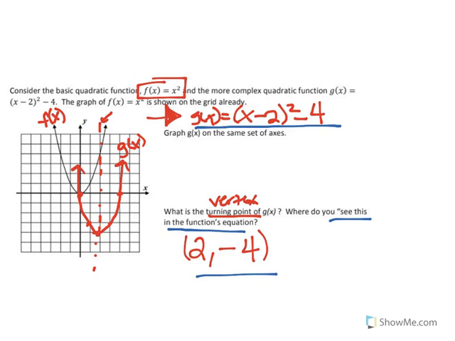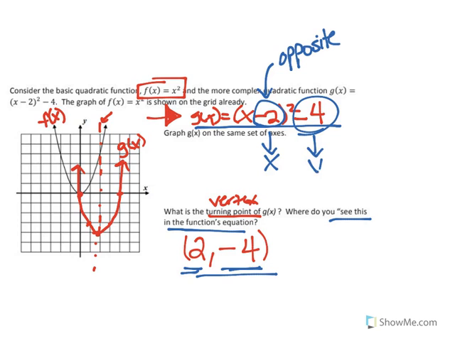Well, one thing I notice is that my y value of negative 4 is here. And 2 is, well, I've got a negative 2. So this is the opposite sign of my x value. It was in the parentheses with my x. And this is my y value. So this was my x, and this was my y of the vertex.